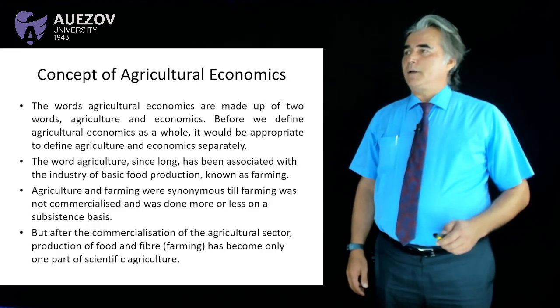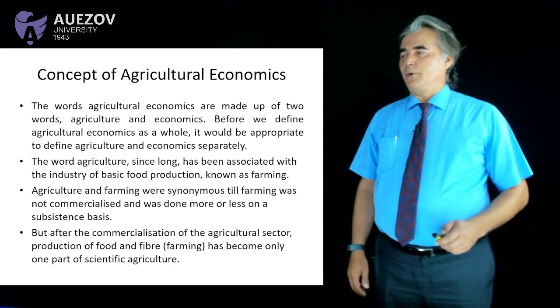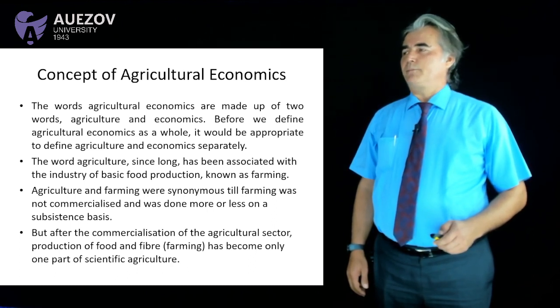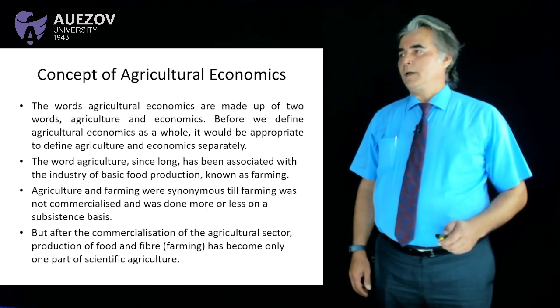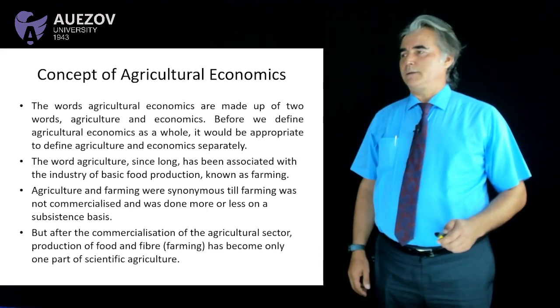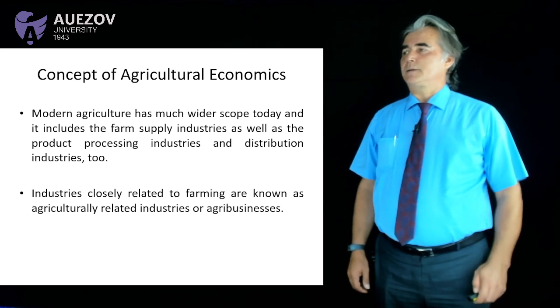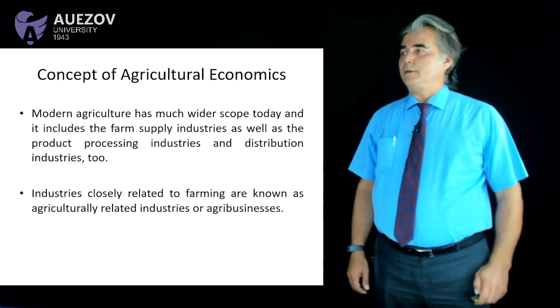Agriculture economics is made up of two words: agricultural and economics. The word agriculture, since long, has been associated with the industry of basic food production known as farming. But with the commercialization of the agriculture sector, production of food and fiber has become only one part of scientific agriculture. Modern agriculture has much wider scope today, and it includes the farm supply industry as well as the products processing industry and distribution industries too.